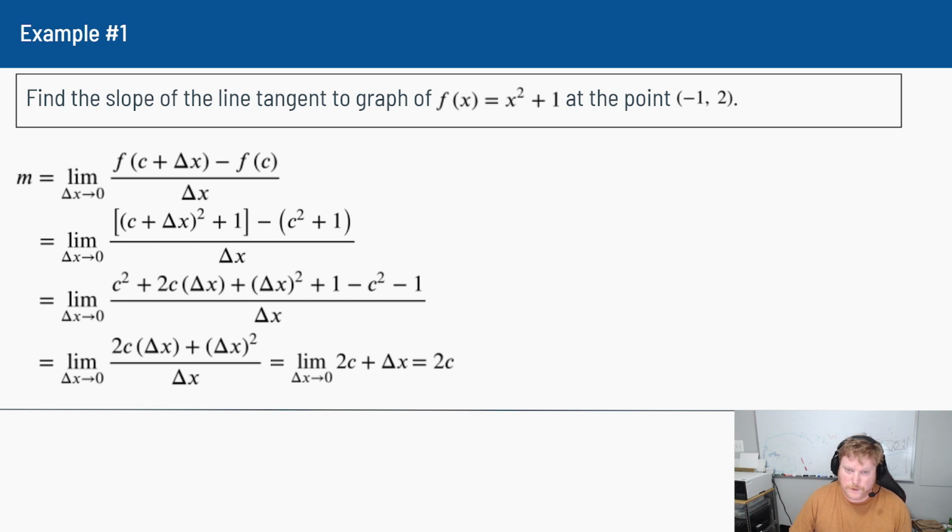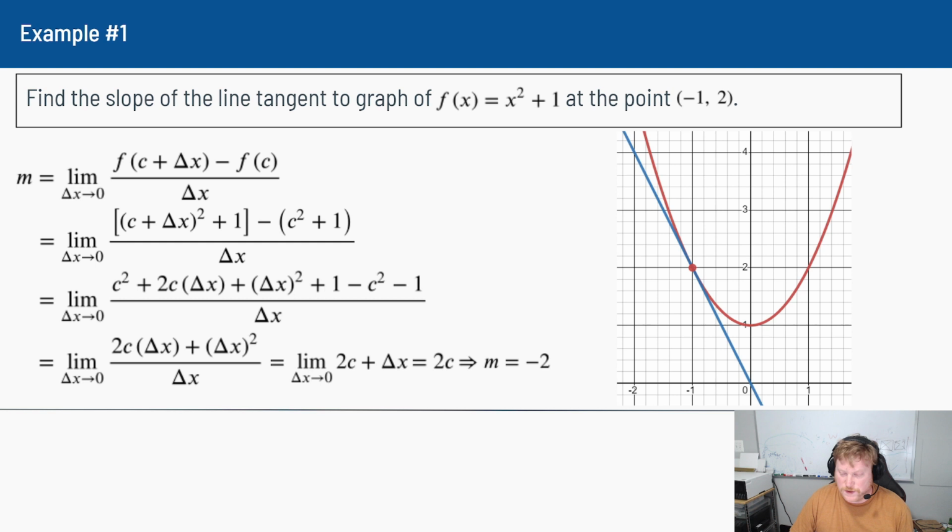And we said that we wanted to find the slope of the line tangent to the graph at -1, 2. So the value of x that we're finding the derivative at, or the line tangent to the curve, is -1. So we plug in -1 to get that the slope is -2. And you can see that here graphically. I've graphed in red the function x squared plus 1, and the blue line is a line that has a slope of -2, and it's tangent to the curve at -1, 2.